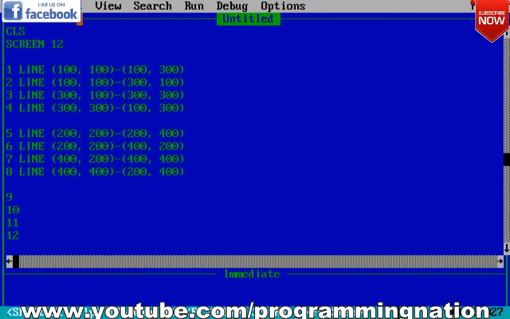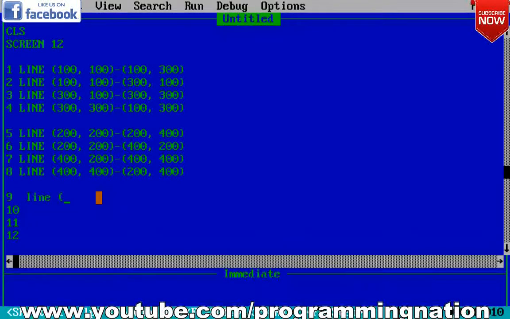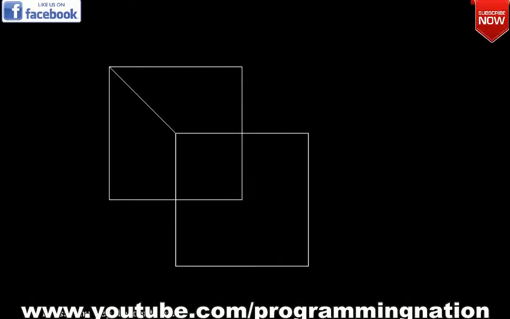Now what we'll be doing is joining all these points. That is also not hard. We'll show you how to do this. So first thing is, over here as you can see, we have started from the bottom left. Both bottom left points we will join. So what is the bottom left point over here? 100 100, and over here what is the bottom left point? 200 200.